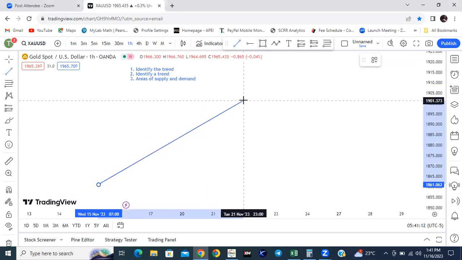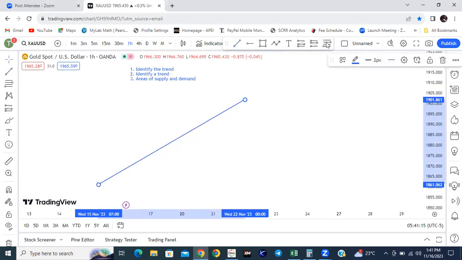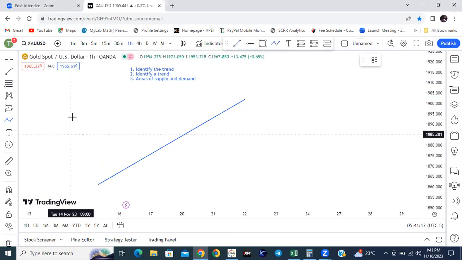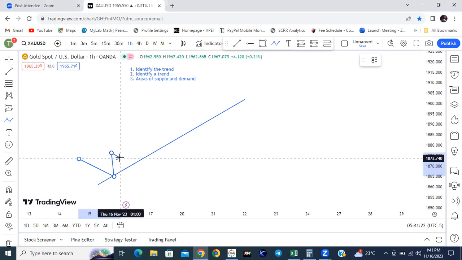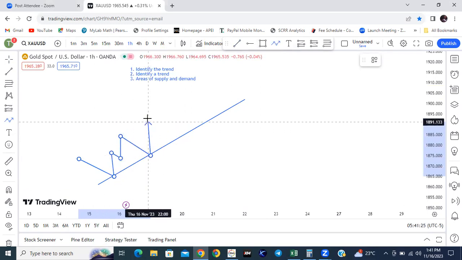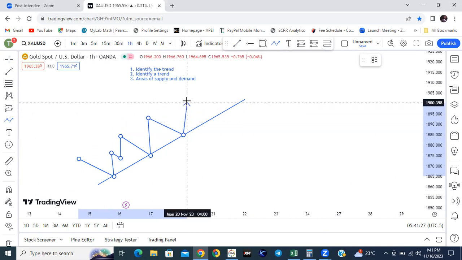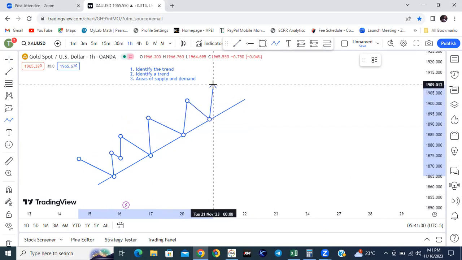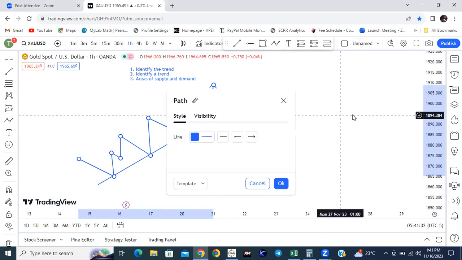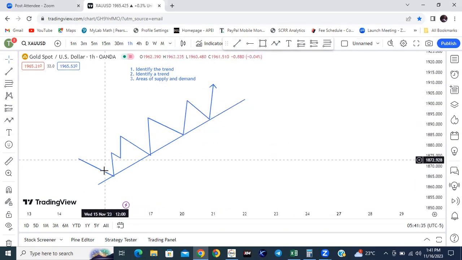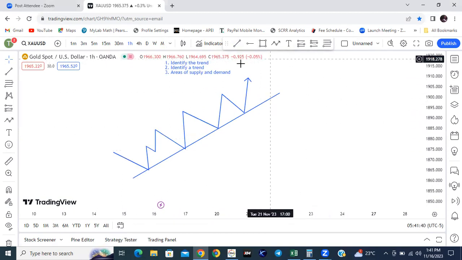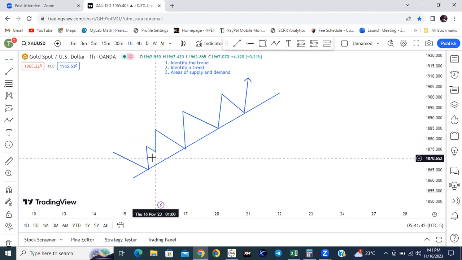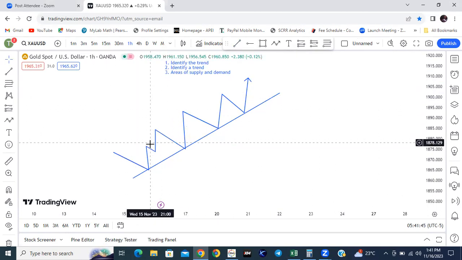When we have an uptrend, you'll find that the market will tend to move in this manner. It will tend to behave in such kind of movement in this kind of market, basically respecting this trend line. So once you have such a pattern, you identify that this is an uptrend and this is the trend line. You draw the trend line. Then what you need to do next is to identify areas of supply or demand.